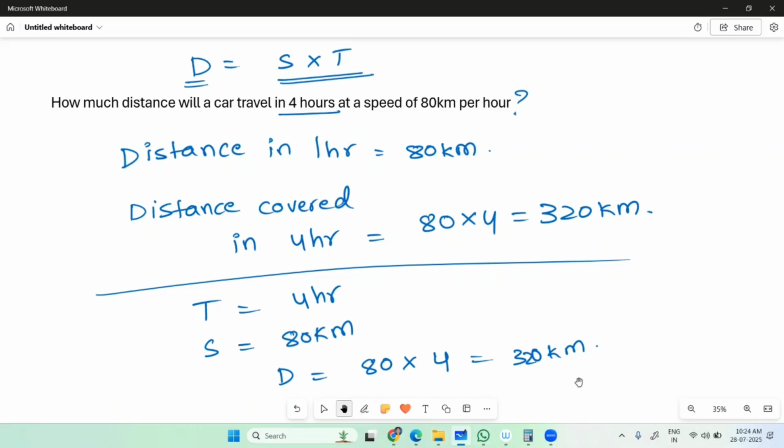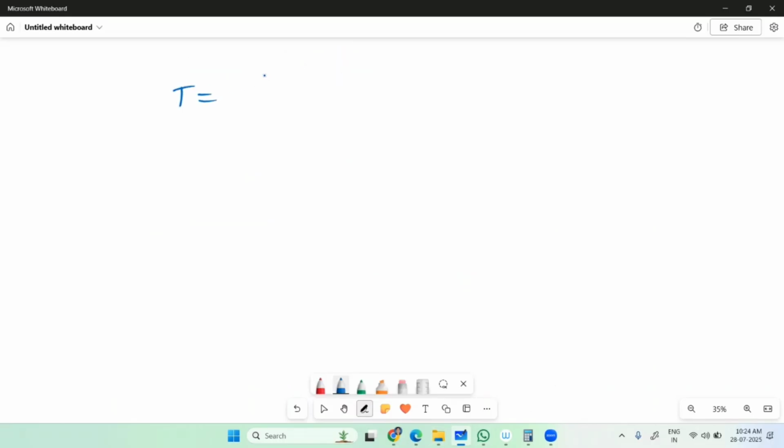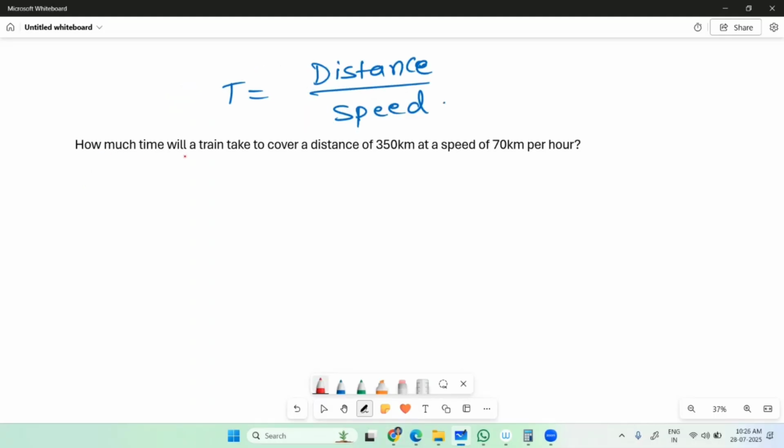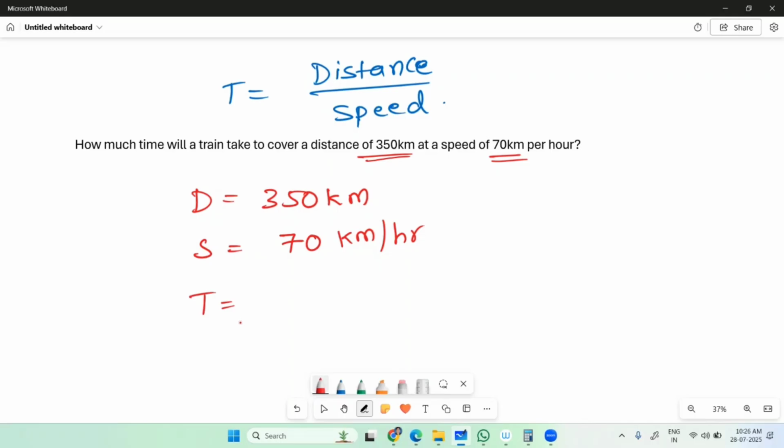We know that distance equals speed times time. When it comes to time, time equals distance by speed. How much time will a train take to cover a distance of 350 kilometers at a speed of 70 kilometers per hour? Distance to travel is 350 kilometers, speed is 70 kilometers per hour, and time we have to find out. So time equals distance by speed.